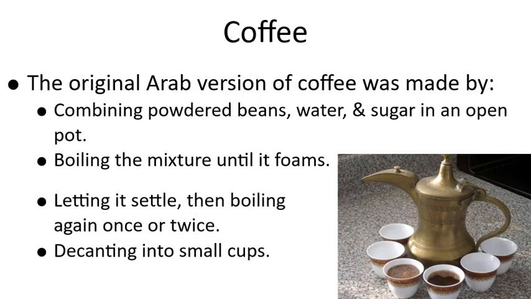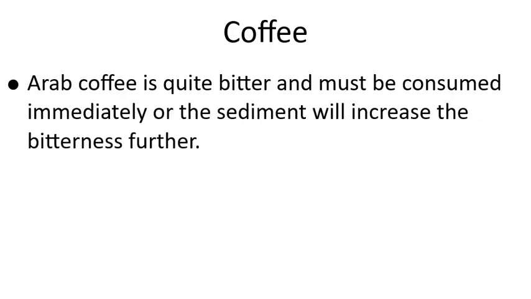The original Arab version of coffee was made by combining the powdered beans, water, and sugar in an open pot. The mixture was heated until it boiled and foamed. The heat was then reduced to allow it to settle a little bit, and then boiled again a couple more times. Then the brew was decanted into small cups. However, the relatively high temperature and long brewing process means that Arab coffee is quite bitter. Furthermore, the coffee grounds are not filtered out or removed in any way other than by allowing gravity to slowly settle the sediment. This extended contact with the grounds means that the coffee needs to be consumed fairly quickly, or the bitterness continues to increase as additional extraction continues to occur.